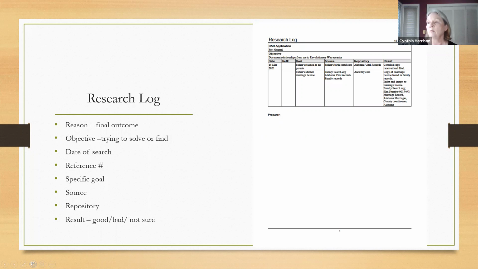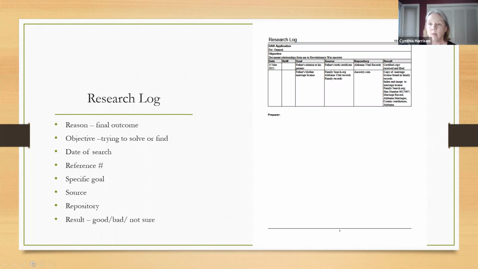Such as in March, I started that I need to have notification to show that my father, which I already have that documentation, that his relationship to his parents, that his parents that I have listed are actually his parents. So I'm going to need his birth certificate. And so therefore I went to the Alabama Vital Records, got a certified copy, received it, and then filed it in the file. Then the next is to show that my father's parents actually married.